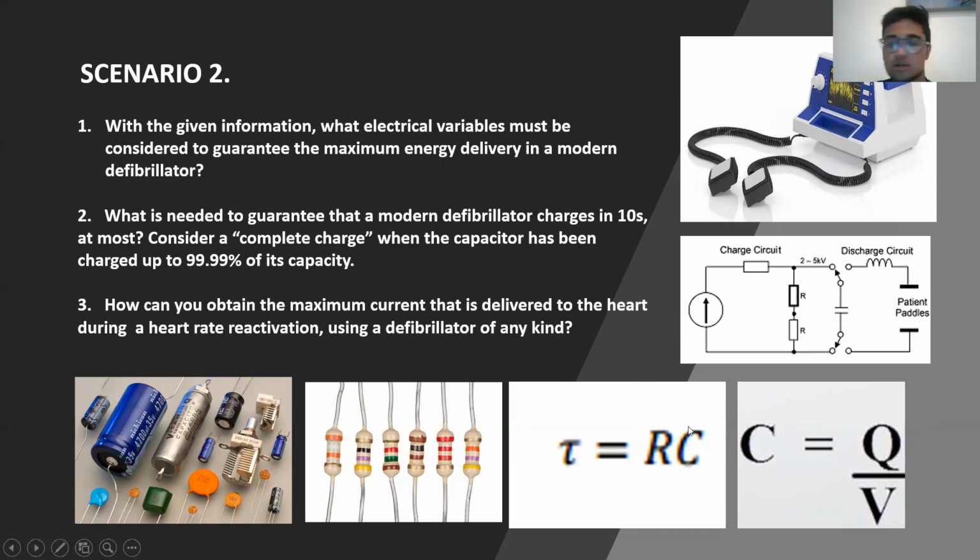Also, in question 3, how can we obtain the maximum current that is delivered to the heart during a heart rate reactivation? Well, it's really easy. If we use a resistance that is really low, then this will help to have a really high current through the circuit. And also to get the maximum current, we would use a really high capacitance to provide the maximum voltage, and by that we could get a really high current.